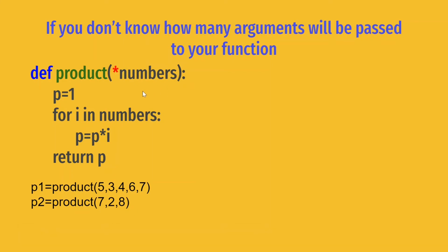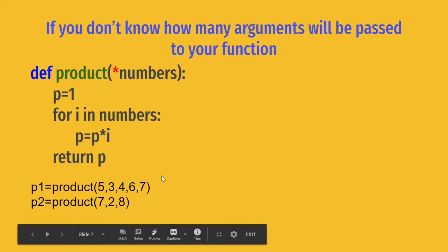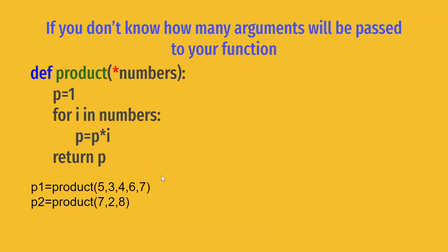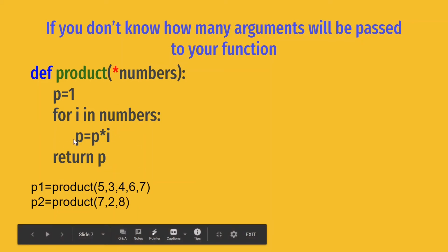So what happens? This numbers variable will actually become a tuple. Whatever values you pass here, it could be any number of values, and each function call can have a different number of arguments. It will get stored into this tuple. Then whatever operations you have to perform, you can perform here and return your answer. In this case, we are taking the product of all these numbers. So we will iterate through the tuple, find the product, and return the product to P1 and P2.